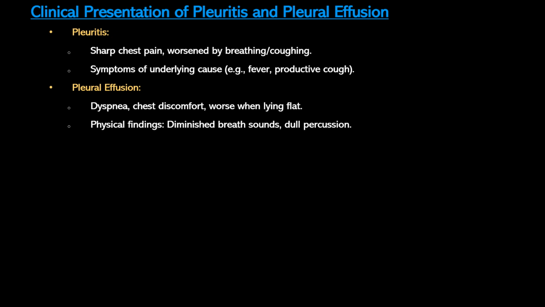The clinical signs of pleuritis include sharp, localized chest pain, which worsens with deep breathing, coughing, or movement. Symptoms often accompany the underlying condition, such as fever in infections or productive cough in pneumonia. Patients with pleural effusion frequently experience shortness of breath and chest discomfort, especially when lying flat.